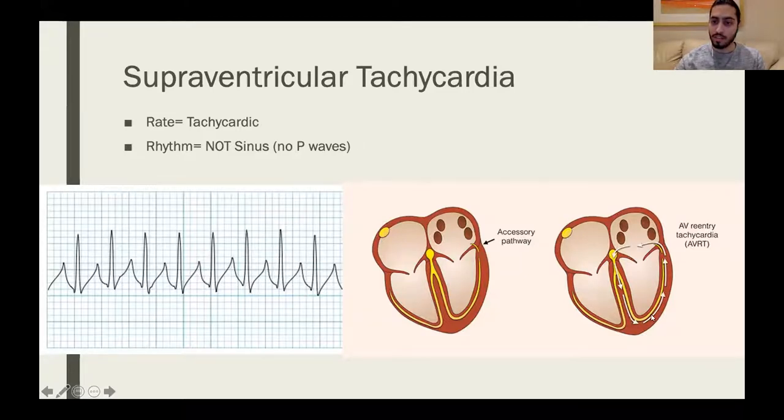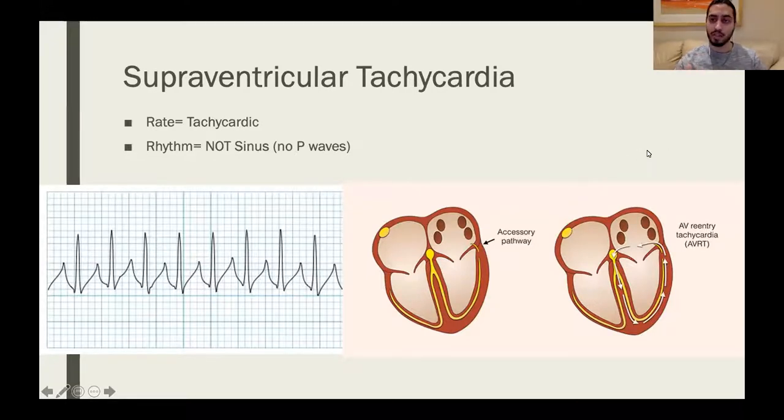And then as you depolarize the ventricle, there's this little circuit that brings it back to the AVN. So you skip the SAN completely. And that's why you don't have your P waves, because we know P waves are representative of atrial depolarization. And you may miss that when it comes to an SVT. But that's a bit more advanced, and that's just for reference.